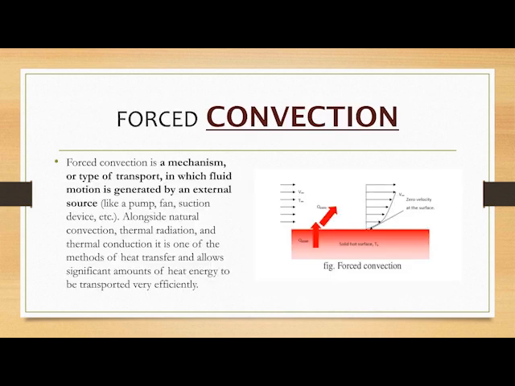Now coming to forced convection. Forced convection is a mechanism or type of transport in which fluid motion is generated by an external source. As you can see here in the image, the convection takes place forcefully, done by an external agent by attaching a pump or a fan or a suction device. Alongside natural convection, thermal radiation, and thermal conduction, it is one of the methods of heat transfer and allows a significant amount of heat energy to be transported very efficiently.